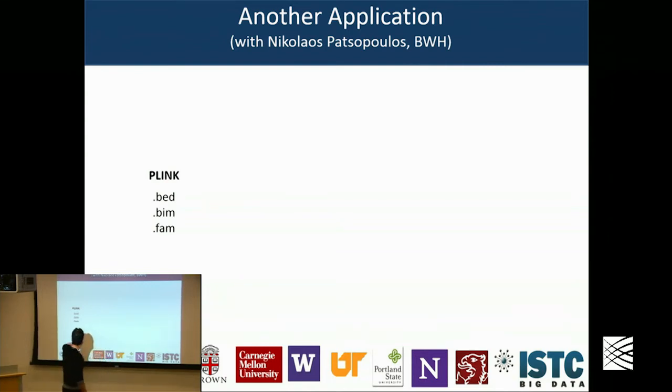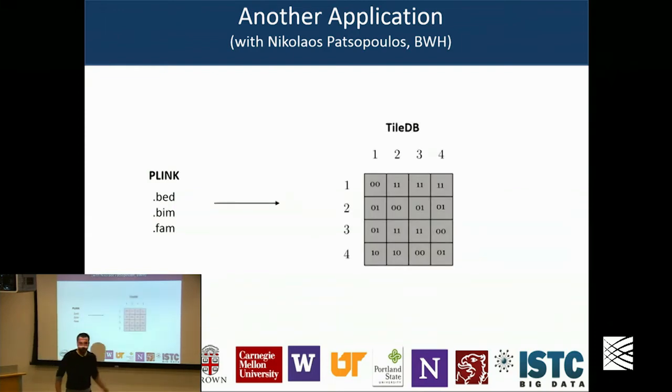And the BIM and FAM files are some kind of indexing information. It tells you which genotype corresponds to which SNP and then to which person, more or less, or to which family. This is the main idea. So these are just indexing information. So how do we go from there to TileDB, and why?